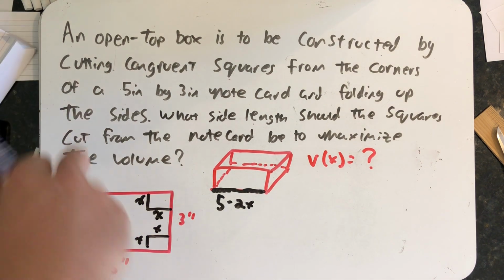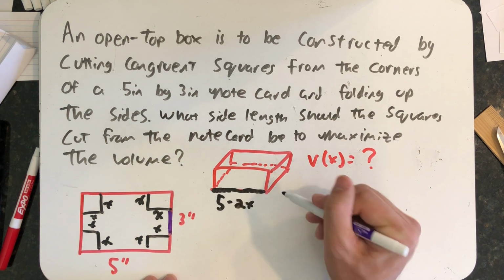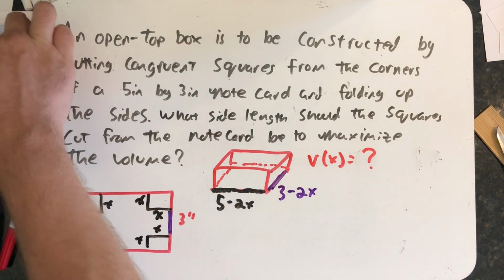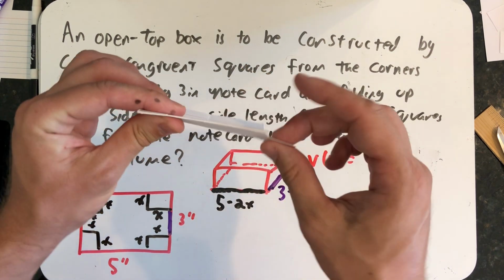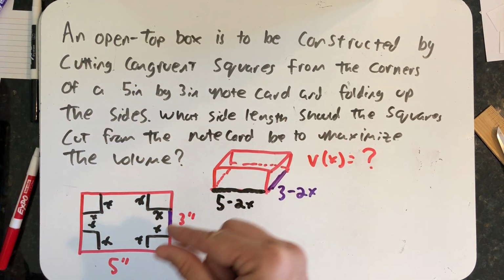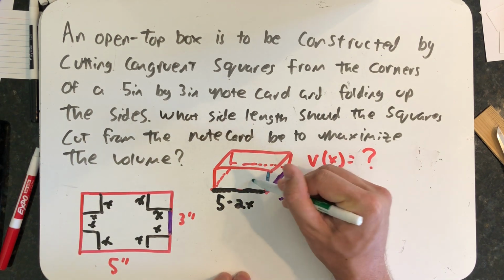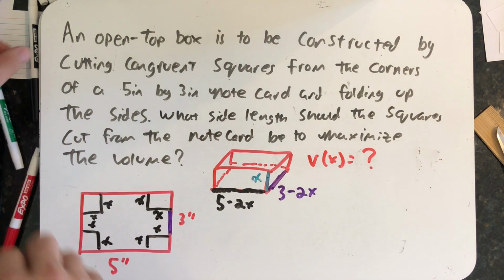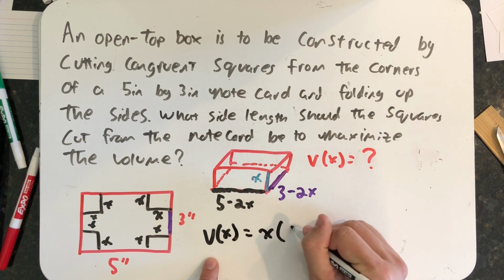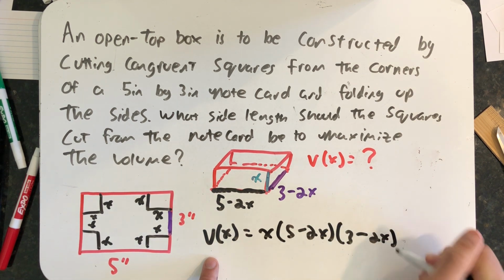Using a similar amount of reasoning, if I look at this side that used to be 3 inches long, I cut off x on that side, I cut off x on that side, and this side would be 3 minus 2x long. And thinking about the way I formed the box, this is x long, and I fold that up to become the height of the box. And so the height of the box is simply x units long. Now I have a length, a width, and a height, and I can tell you that the volume is x times (5 minus 2x) times (3 minus 2x).